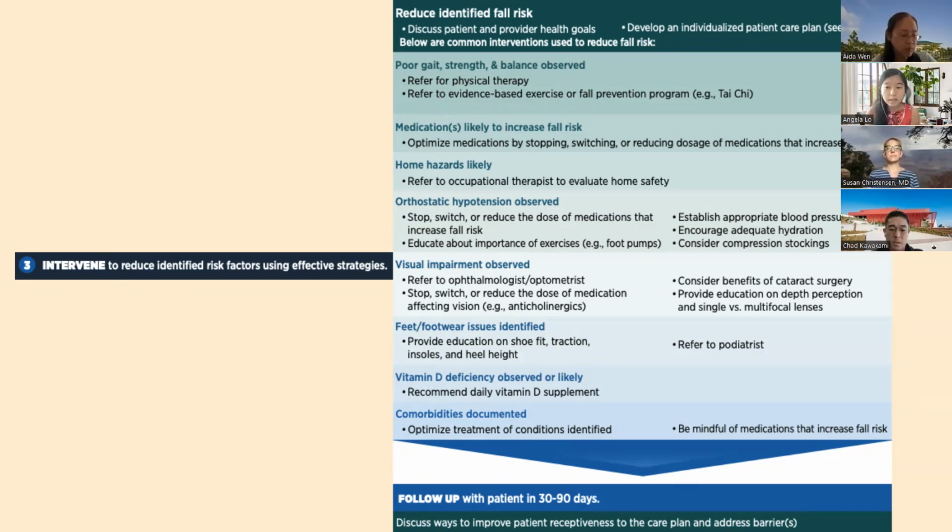If there's visual impairment, you want to make sure that they're keeping up with their eye doctor appointments, looking into meds that can impact vision, such as anticholinergic medications, talk about cataract surgery if that's been an issue in the past, and then also talk about depth perception and concern for impaired ability to see contrasts when they have multifocal lenses. And then you also want to check their footwear, and then provide education about it, which I'll talk about a little bit more later. Talk about vitamin D supplementation if required, and then also just optimize their management of their comorbidities.